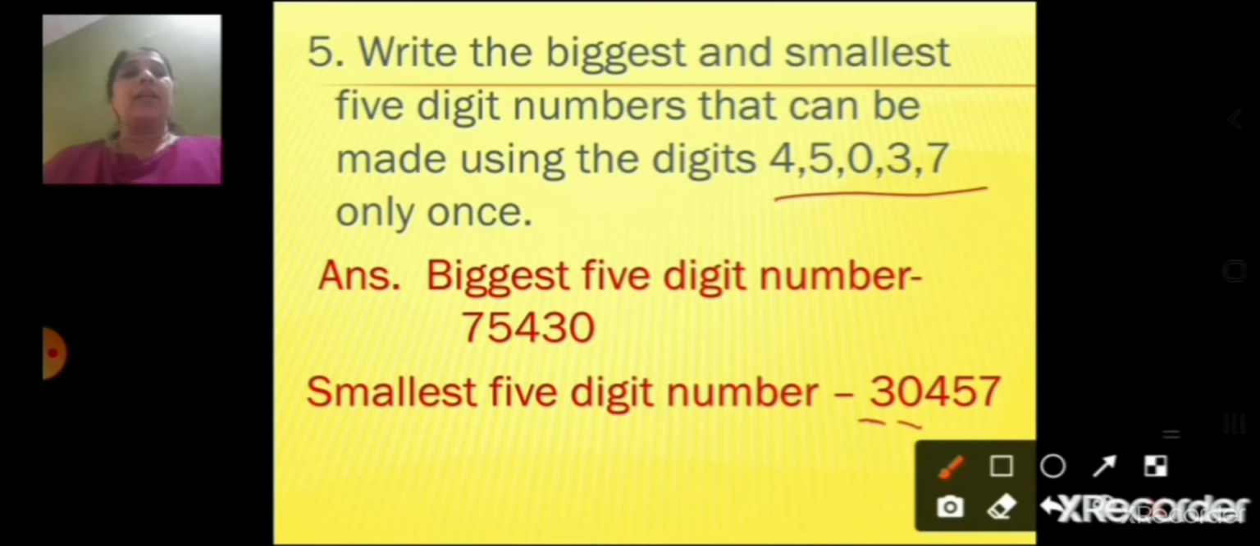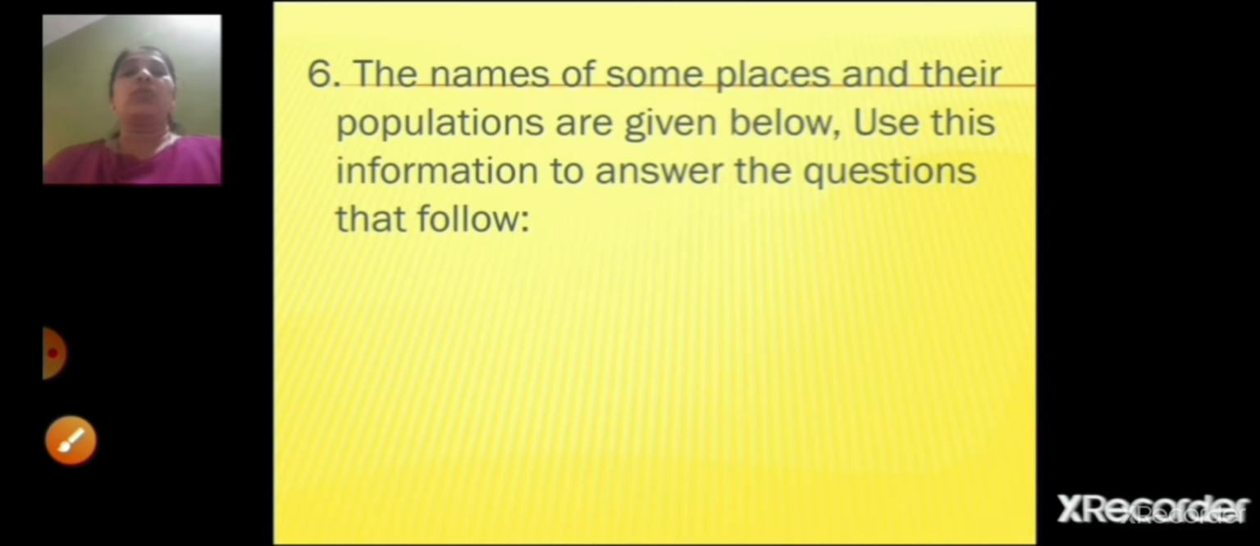Right? And then after 3, which number is the next one? Smallest one? 4. Right? Now after that 5. And then after that 7. Right? So your answer will be smallest 5-digit number is 30,457. Right? So you will never take 0 as the first smallest digit number children. Always you will take it second one. Right? You will never take it as the first digit number. Always you will take it as the second smallest digit number. Right? So I hope students you have understood the 5th one. Now let's move to the 6th one.